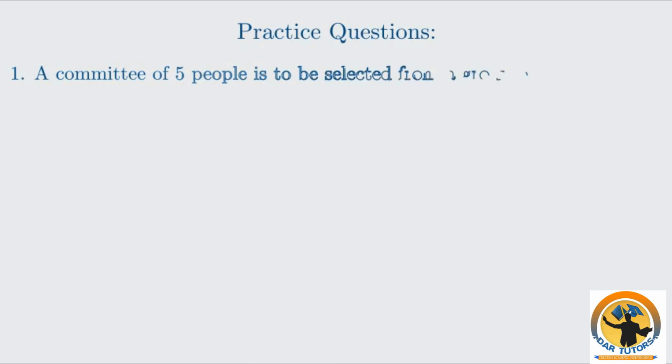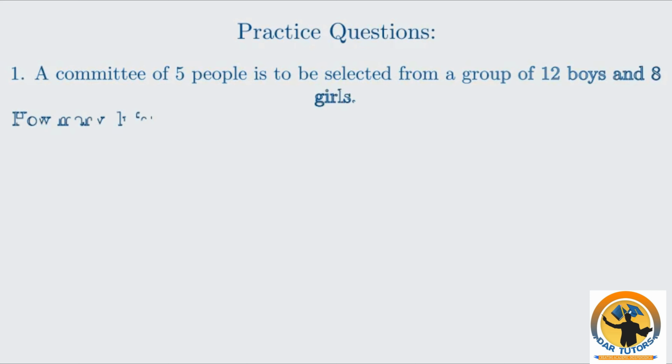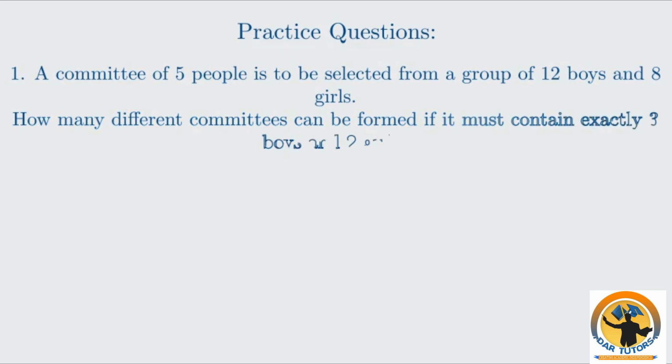To help you solidify your understanding, here are 5 practice questions. Take your time to work through them, applying the principles we've discussed today. Question 1. A committee of 5 people is to be selected from a group of 12 boys and 8 girls. How many different committees can be formed if it must contain exactly 3 boys and 2 girls?